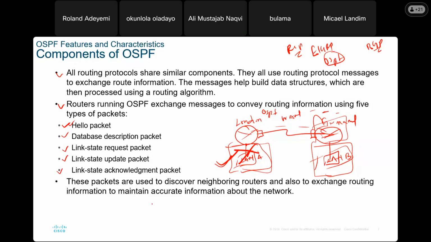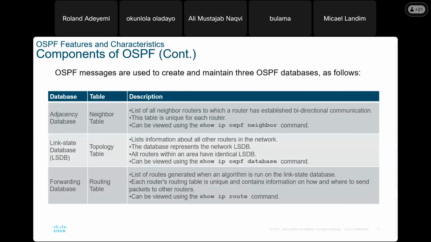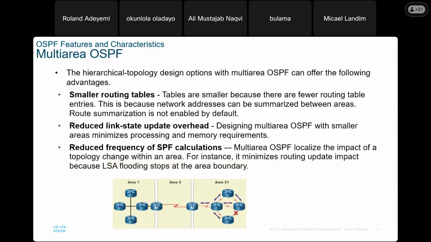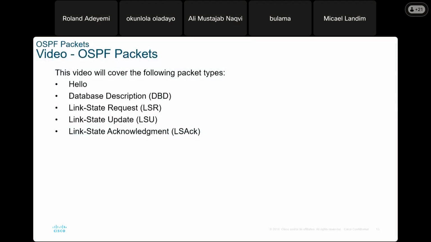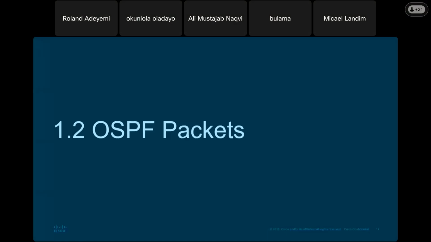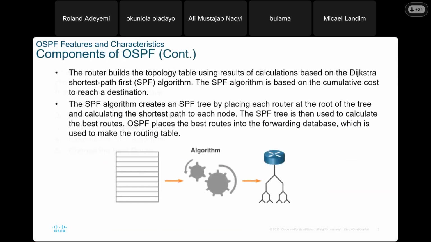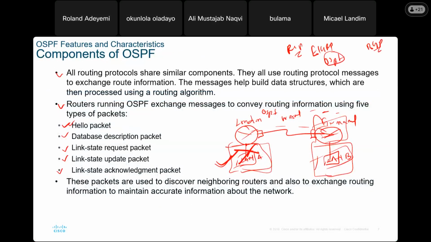So these packets are used to discover neighboring routers and also to exchange routing information to maintain accurate information about the networks. So what are these packets that they exchange between themselves? Let's check them out. I think, sorry, just a minute. Let me see. There should be a place for those. Okay, let's continue then. I will play some video for you guys and I will come and expatiate more on those packets. So take notes.